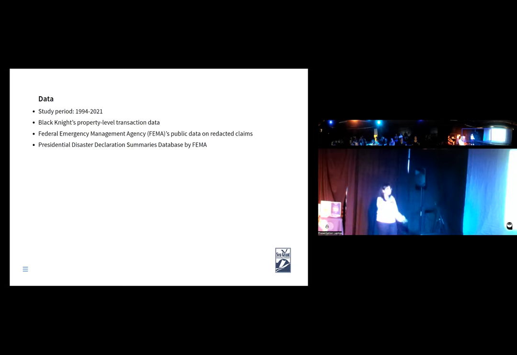The first one is a public data set on redacted claims. This just includes information on the amount of claims that were paid by FEMA following a natural disaster. And then we use the Presidential Disaster Declaration Summaries data. This includes information on all the presidentially declared disasters for the state of Hawaii. It includes information on the start date and end date and the counties that are affected by those particular presidentially declared disasters.